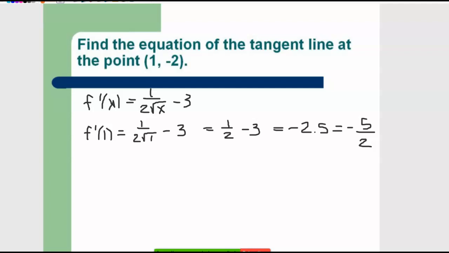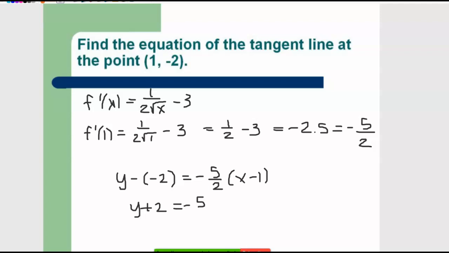Because again, that gives me the idea that the slope of this line is going down 5 over 2, down 5 over 2. That's not super steep, but it's kind of steep. It gives me a better understanding of the steepness of the line and what is happening at that point. So the equation of the tangent line would be y minus negative 2 equals negative 5/2 times (x minus 1), or y plus 2 equals negative 5/2 x plus 5/2. And if you want to put it in slope-intercept form, you get negative 5/2 x plus 1/2.